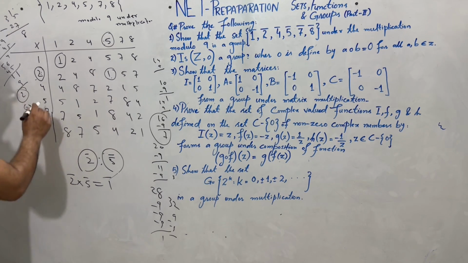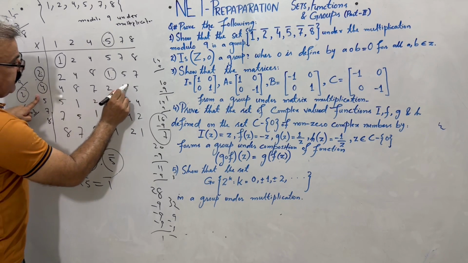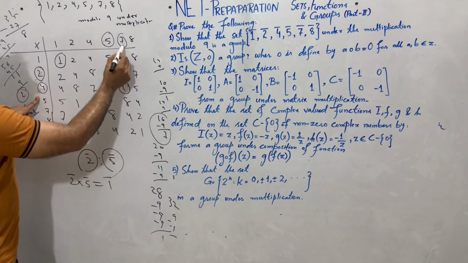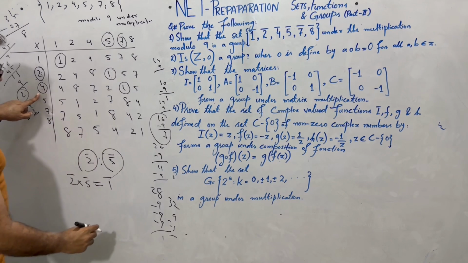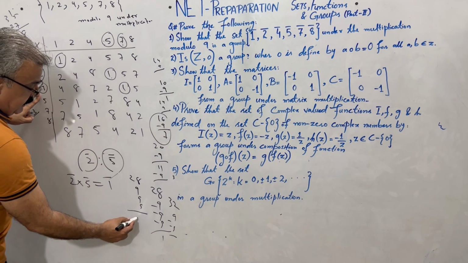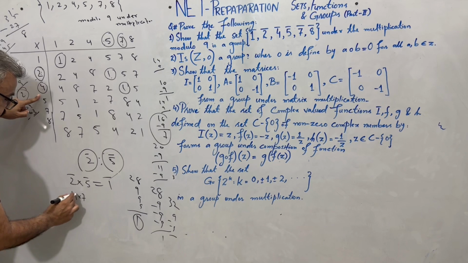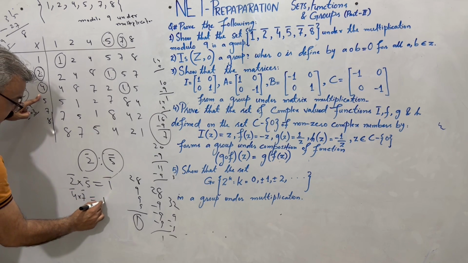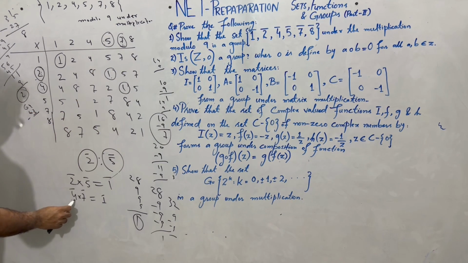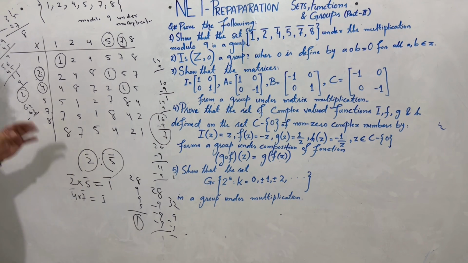Okay, cool. What is the inverse of 4? Keep on traveling horizontally to get 1. We have got 1 here. And traveling vertically, I will find 7. 4 times 7 is 28. Keep on subtracting 9, 9, 9, I will get 1. So 4 times 7 according to modulo 9 gives 1. So the inverse of 7 is 4 and vice versa. They are inverses of each other.